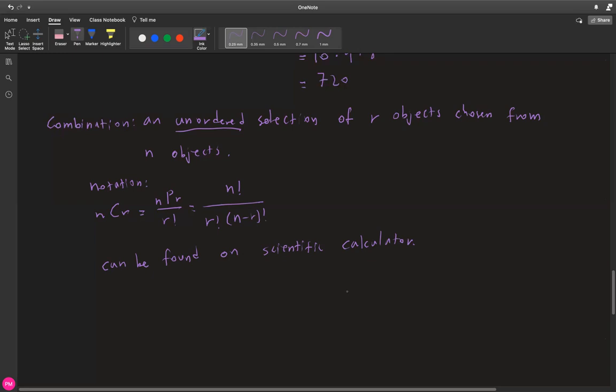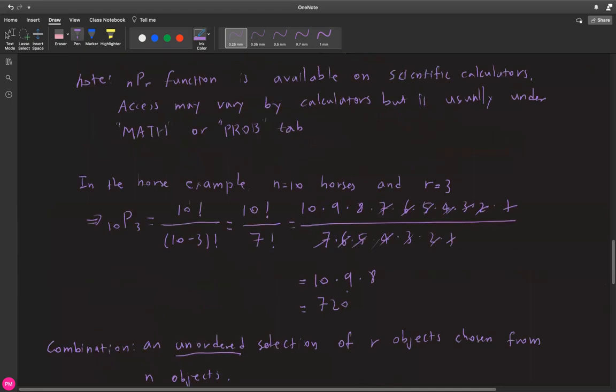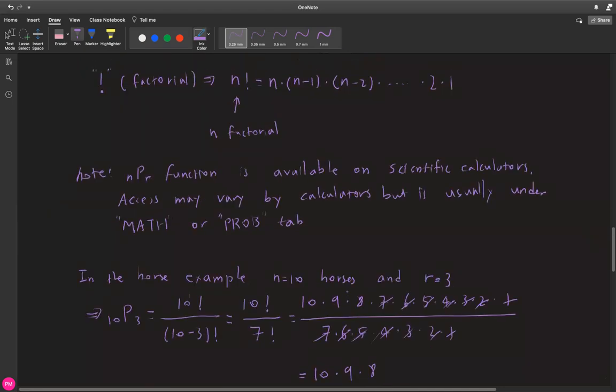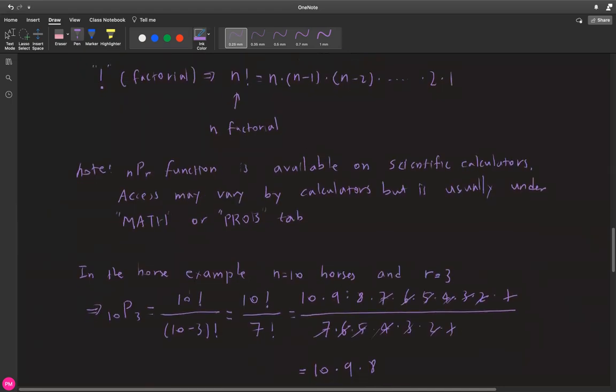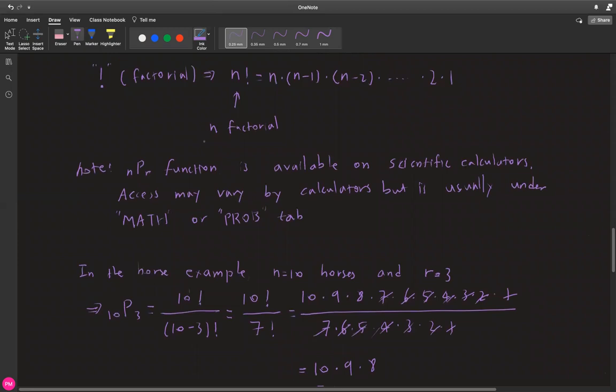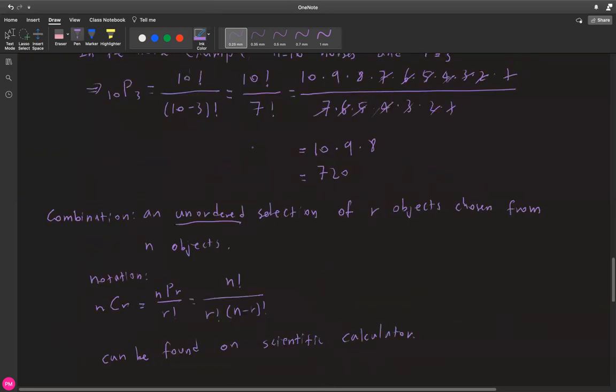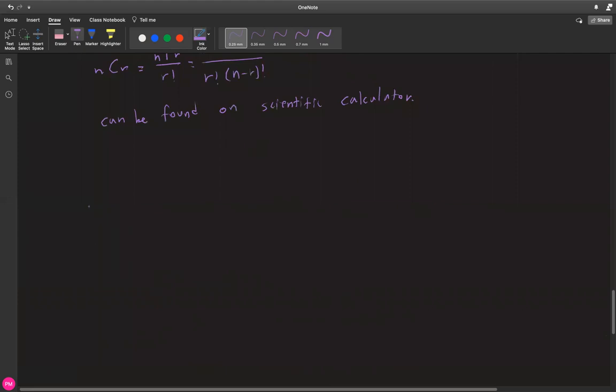Okay, so those are the main definitions that I wanted to go over. For the factorial, you'll be using this a lot, so let's do some examples with the factorial.